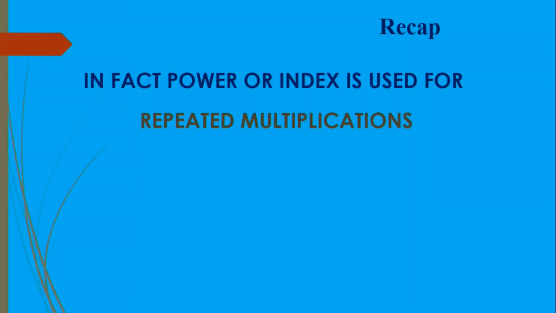In fact, power or index is used for repeated multiplications. That is, if we have 2 raised to the power or index of 3, it is the same as 2 times 2 times 2. Remember that this number 2 is called the base, and the number 3 is the power or index. Here we have the base being repeated 3 times. That is, the base is repeated the number of times indicated in the power or index.